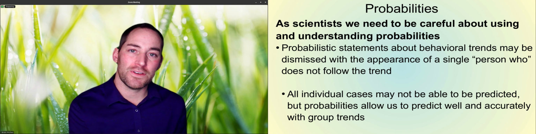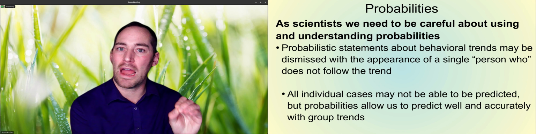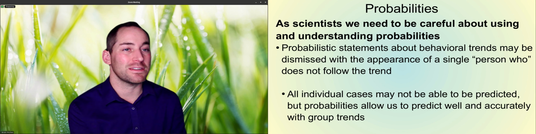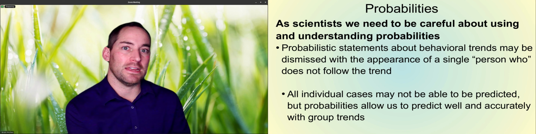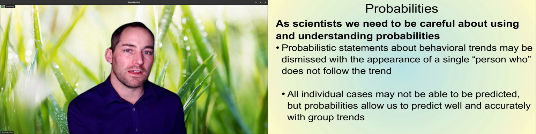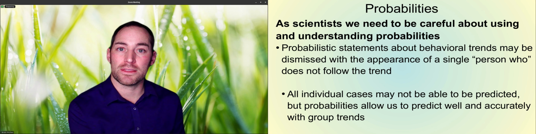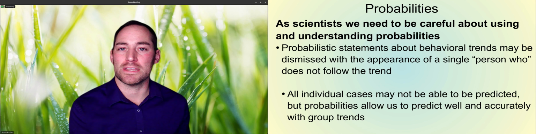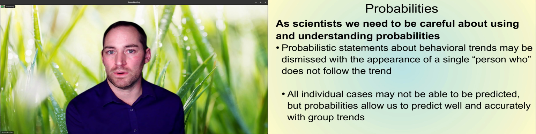So any individual case might not be able to be predicted down to the letter accurately, but probabilities do allow us to predict pretty well and pretty accurately, especially when we look at group trends. So if we knew that everyone who is left-handed did better, or like 95% of people who are left-handed did better in math classes, then we could pretty well predict, hey, you're left-handed, there's a pretty good likelihood that you will do better in a math class. I just made that fact up. I don't actually know if that's true. But if that was the case, well, there would be some left-handed people that didn't fit that, right? That would be getting below average scores.